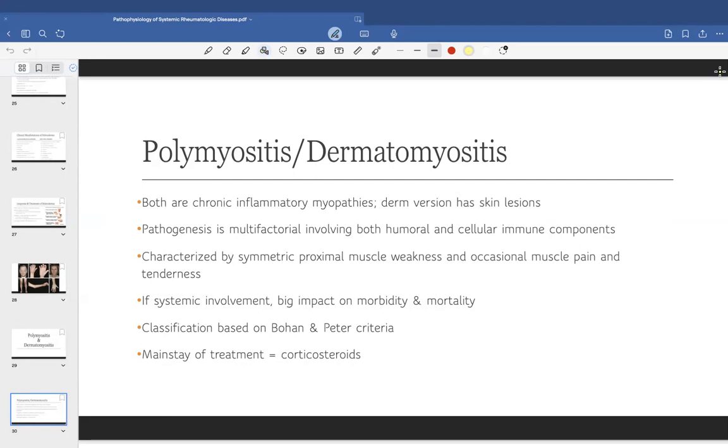Both involve muscles. The dermato involves the muscles and the skin. So you're gonna have skin lesions. That's what you look for to discern one from the other. Okay, and again, multifactorial pathogenesis, and this involves both acquired or humoral and cellular immunity.